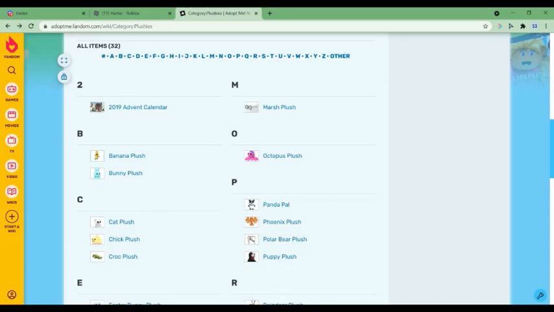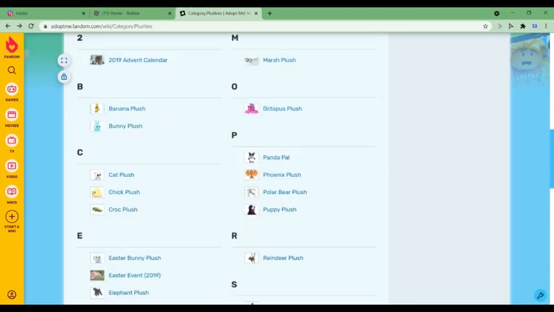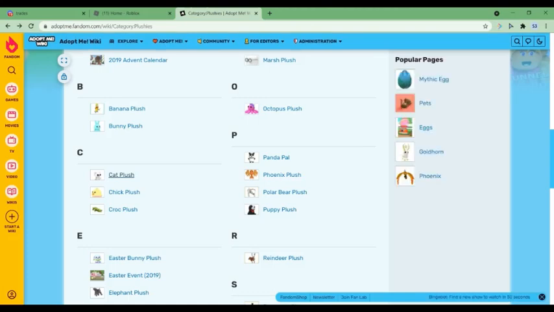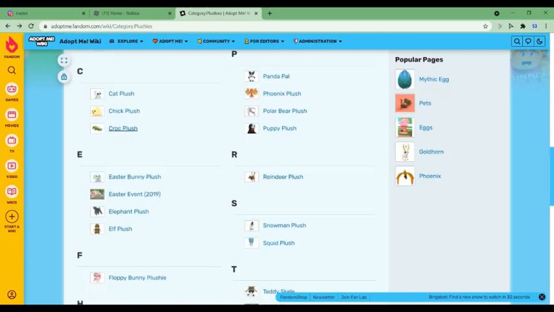So one by one, I'll go through each and every plush so that you can get a better understanding of this whole thing. So the Cat Plush is related to the Cat, of course. Cat is there again. Then the Chick Plush is related to the Chick, which came in Easter last year. Then the Cock Plush is, of course, related to the Crocodile.